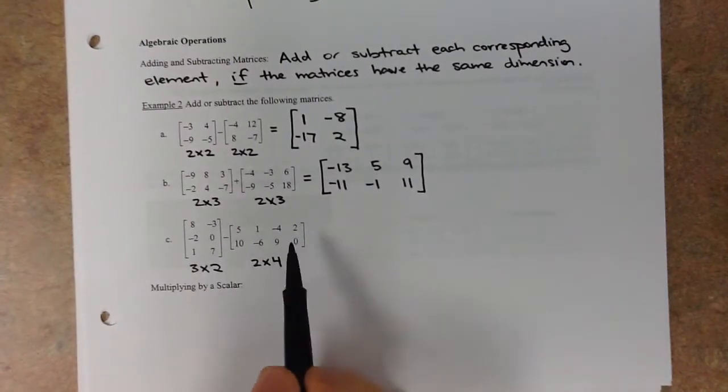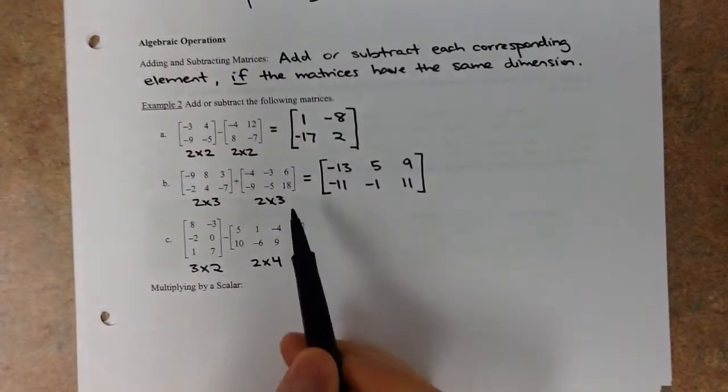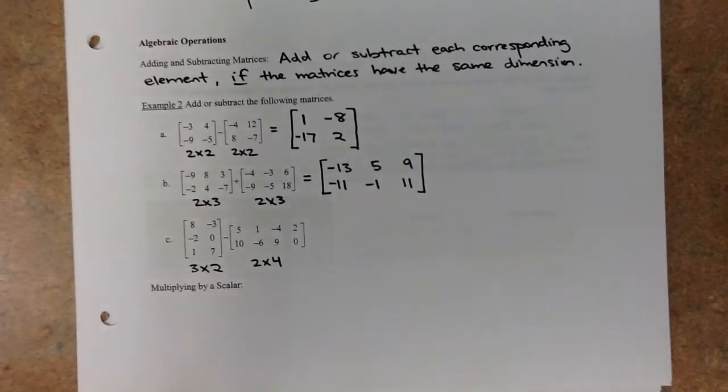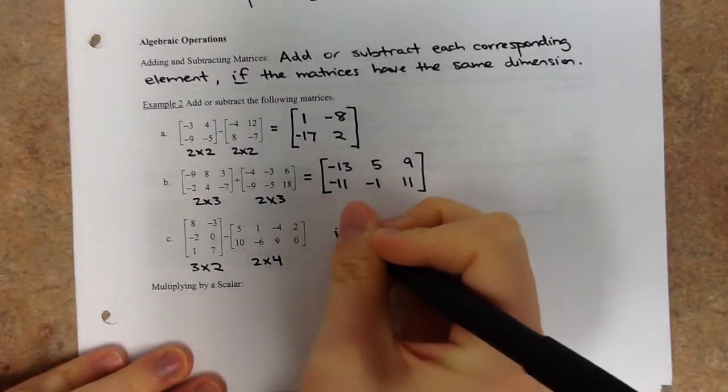This one has 6 elements, this one has 8 elements. Even if they were in the right spots, we'd have extra elements here. So this one, you can't. It's completely impossible to subtract these.